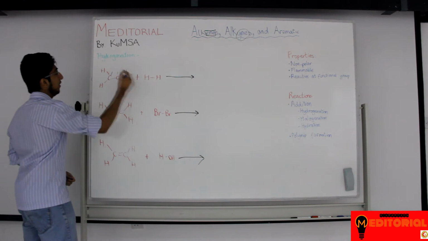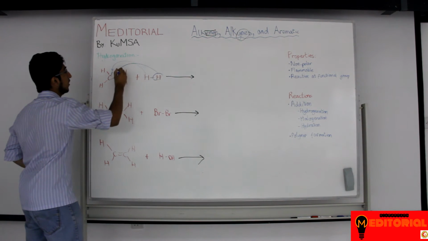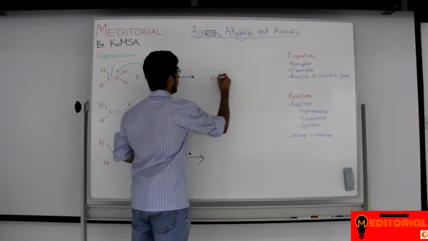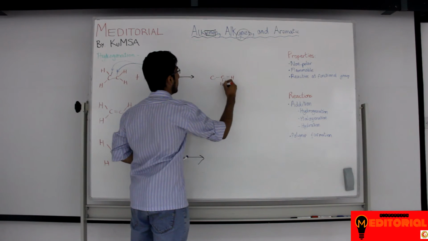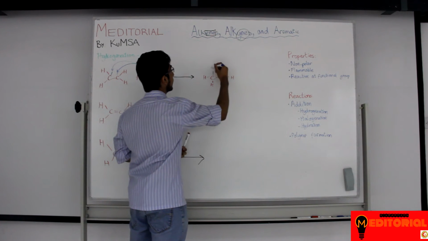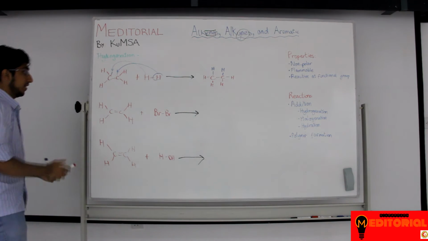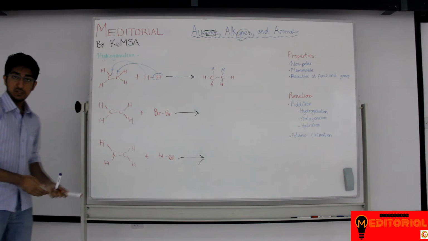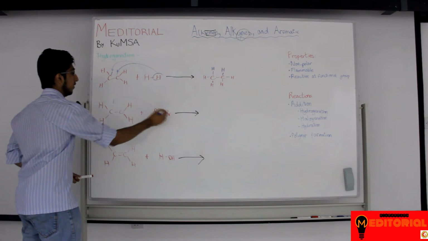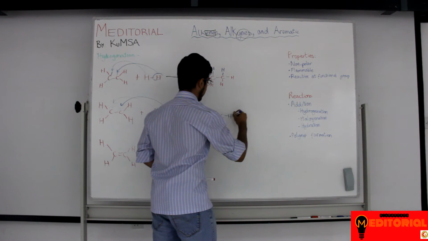So when these two bonds open up, one H will go here, and the other H will go here. So what happens is, you get a compound like this. And that is hydrogenation. It's the same concept with halogenation. You break the bond, the bromines come here, and you get a compound. For example, this is what's going to happen.